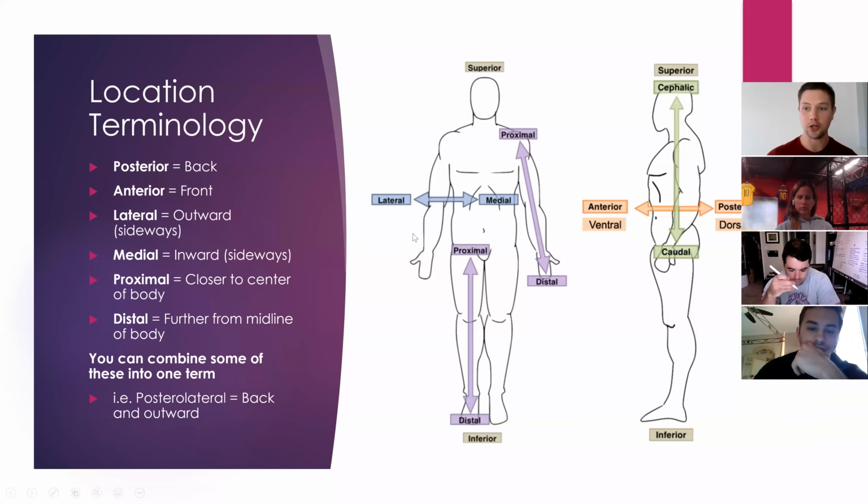With location terminology, you can look at this in terms of the planes themselves. I don't really care if you know every single one of these, but basically just know that posterior means back, anterior means front, lateral is out there, medial is in here, proximal means close, distal means further away from the midline of the body. Those are the ones that I think are the most important. I'm not really going to combine these terms, but you technically could. Just know these 6 right here are the most important that we're going to be talking about. And I'll clarify because it can be a little bit confusing if you haven't been using this terminology consistently.